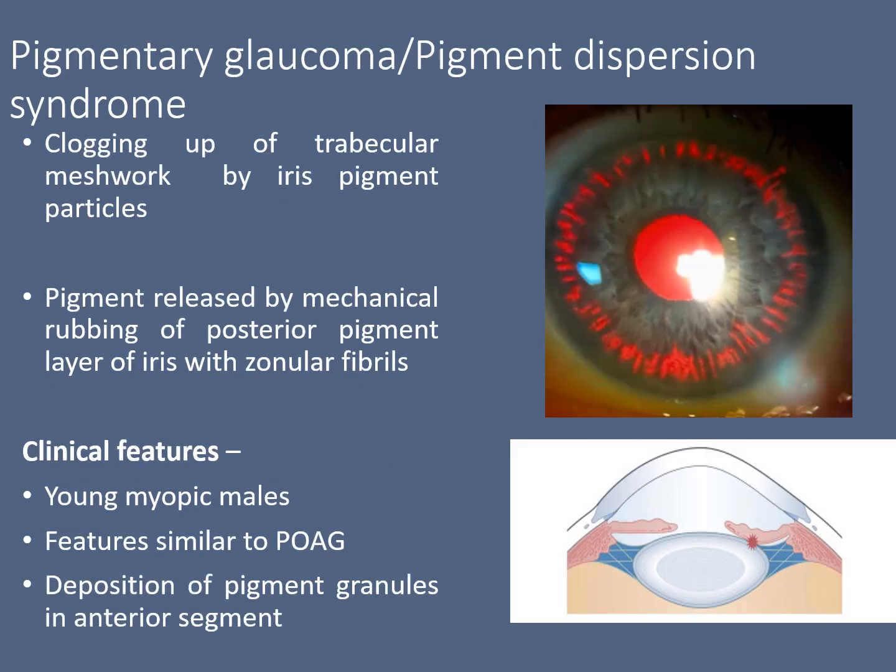Now let's discuss another entity which is also known as pigmentary glaucoma or pigment dispersion syndrome. It occurs because of clogging up of trabecular meshwork by the iris pigment particles. These pigments are released by mechanical rubbing of the posterior pigment layer of the iris with zonular fibrils. Typically, these patients are young myopic males. Features are generally similar to primary open-angle glaucoma, and there is deposition of pigment granules in the anterior segment.